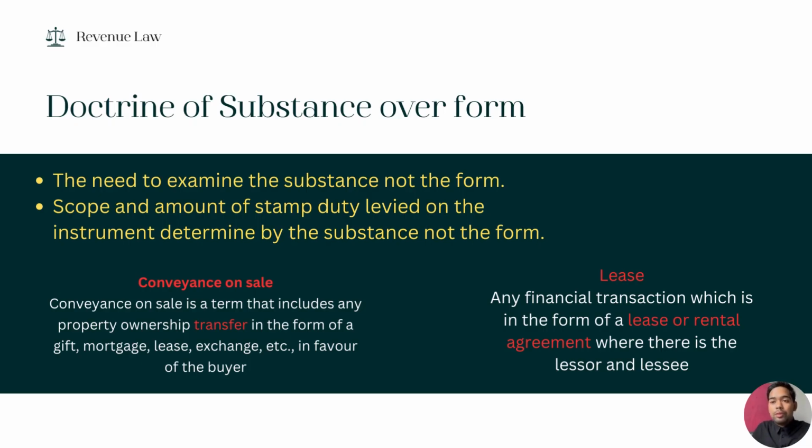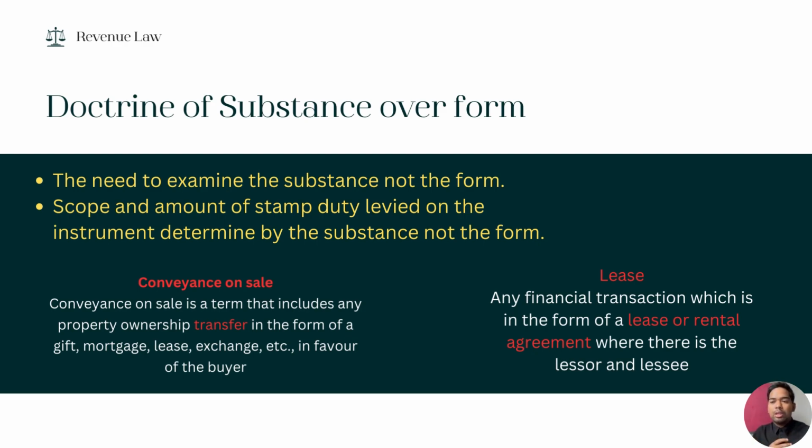So the first principle is the doctrine of substance over form. The doctrine of substance over form is the need to examine the substance, not the form. So the scope and amount of stamp duty levied on an instrument is determined by the substance, not the form. Meaning that whenever there is a transaction or an instrument of transfer, the tax officer needs to determine whether there is physically something there.